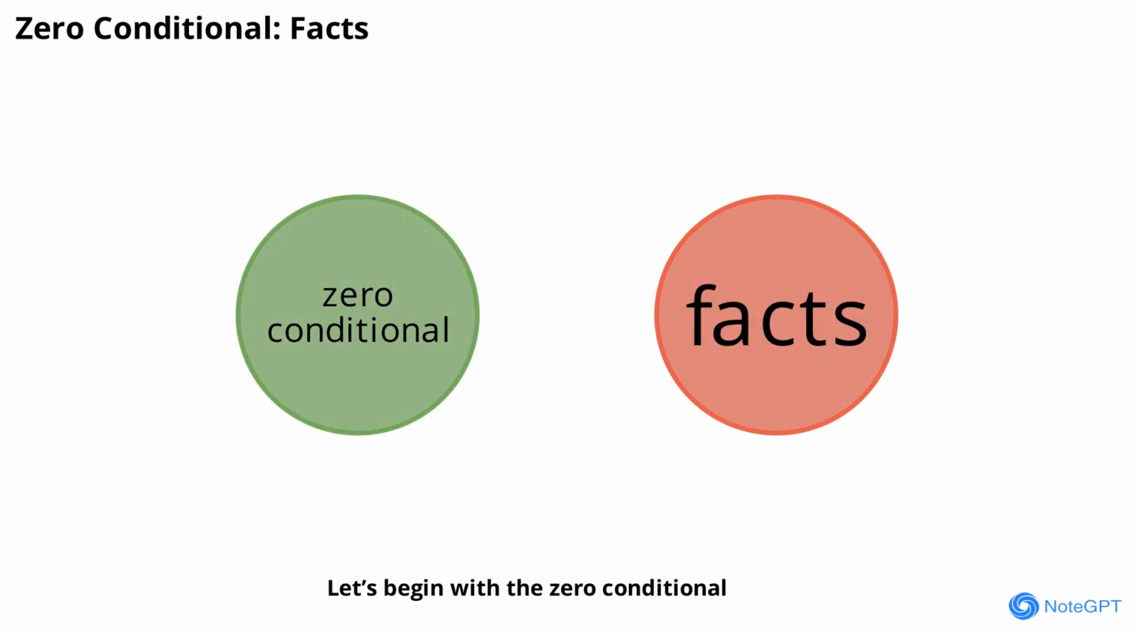Let's begin with the zero conditional. This type of conditional is used to talk about facts that are always true. Both the if clause and the main clause use the simple present tense. For example, if you heat water to 100 degrees Celsius, it boils. Here, the result is always true whenever the condition is met.